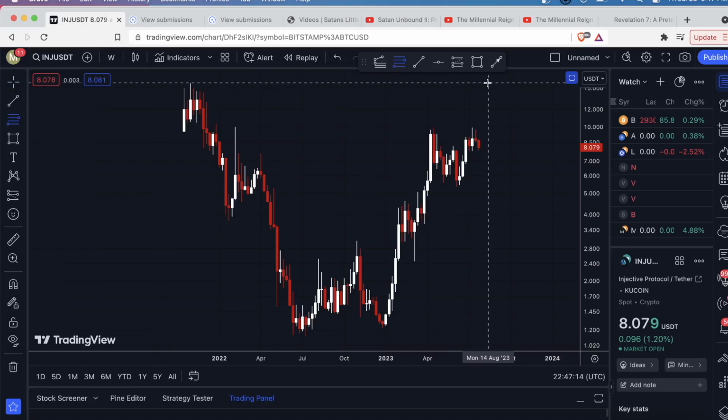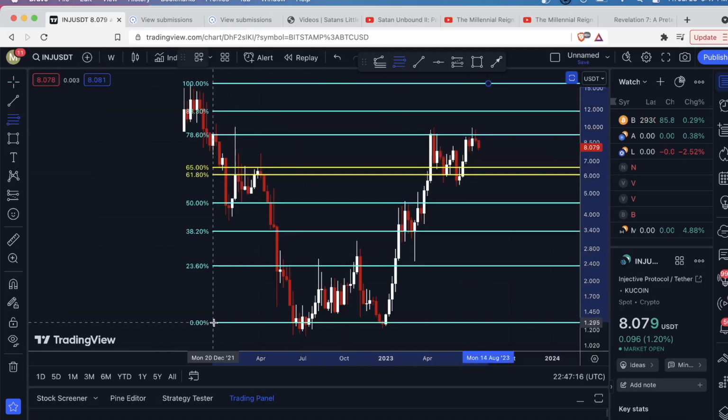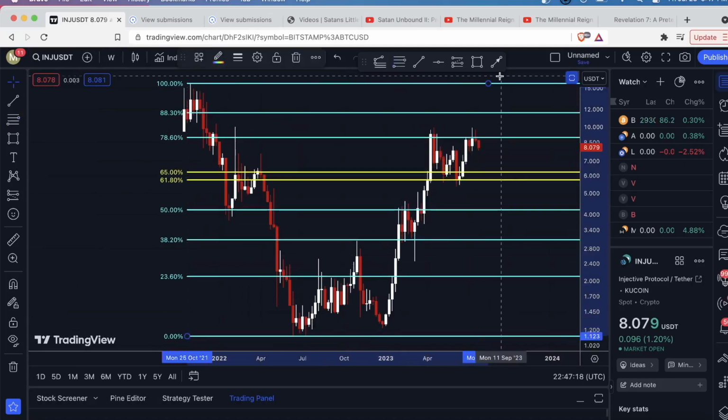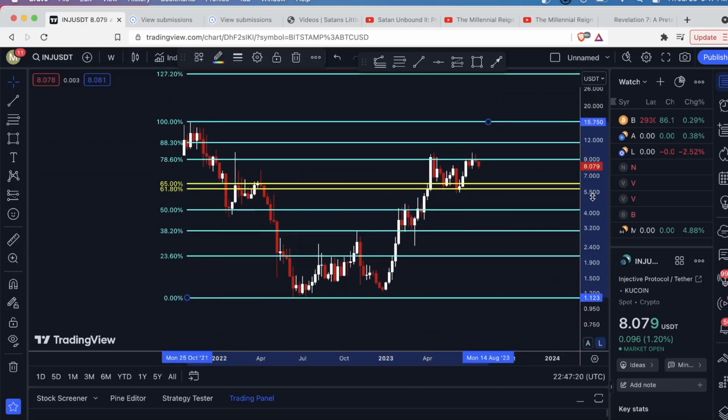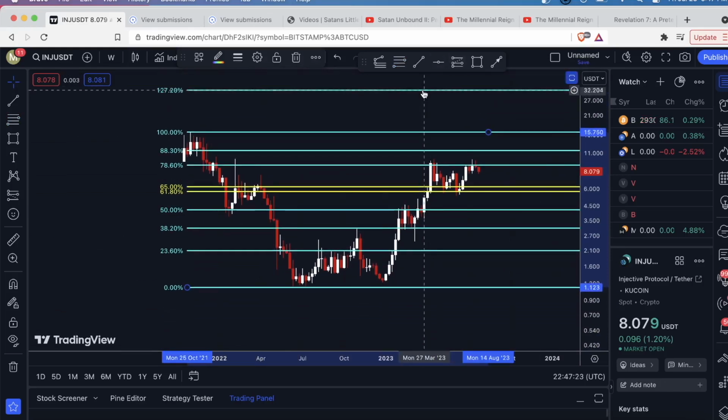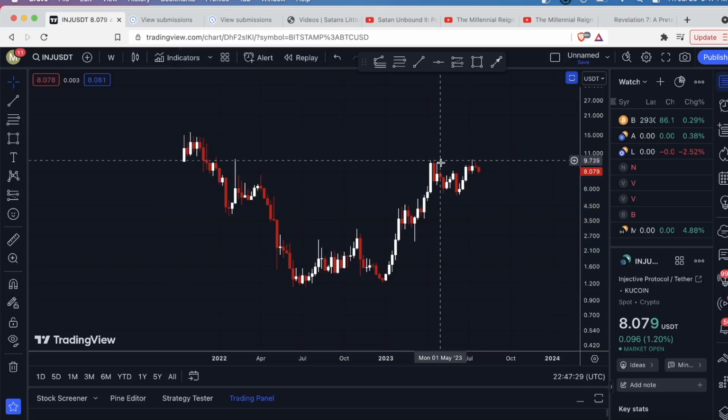If we're able to break out of here, and we're in the clear air, then the first level of resistance I would look to is around $32. If this level breaks, boom, I would target right here. But that's a little bit off. We're not there yet.